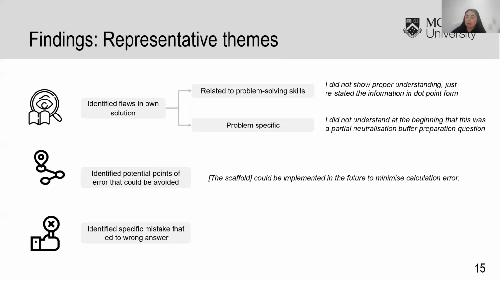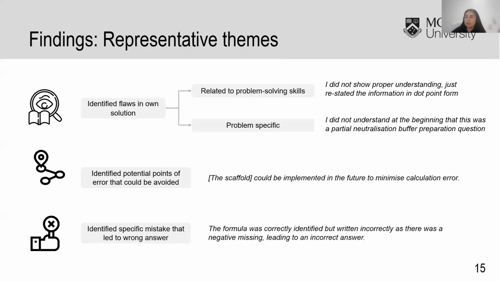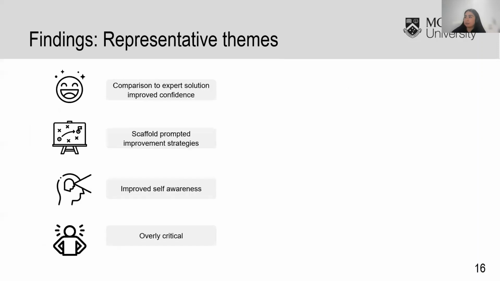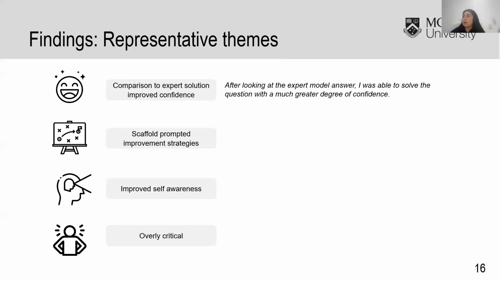Some were able to identify specific mistakes that led to the wrong answer. The student says, the formula was correctly identified but written incorrectly as there was a negative missing leading to an incorrect answer. Once looking at the expert solution, some students found to be more confident in their problem-solving skills. The student says, after looking at the expert model answer, I was able to solve the question with a much greater degree of confidence.